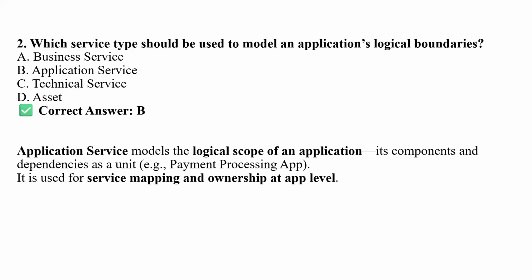Application service defines the logical boundary of an application. It groups the application components and dependencies. Dependencies means database, API, servers. So application service is used for service mapping and ownership at the app level. And application service we can consider as the logical structure of the app.